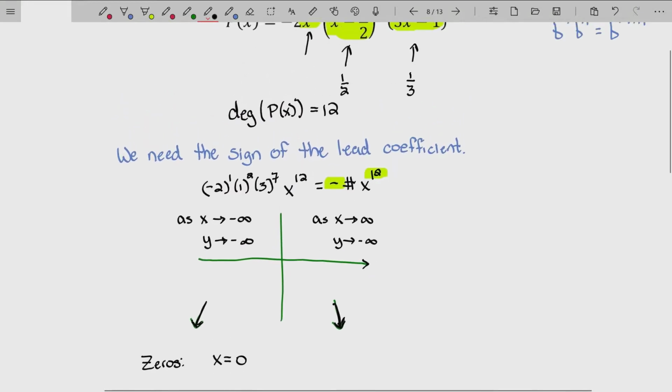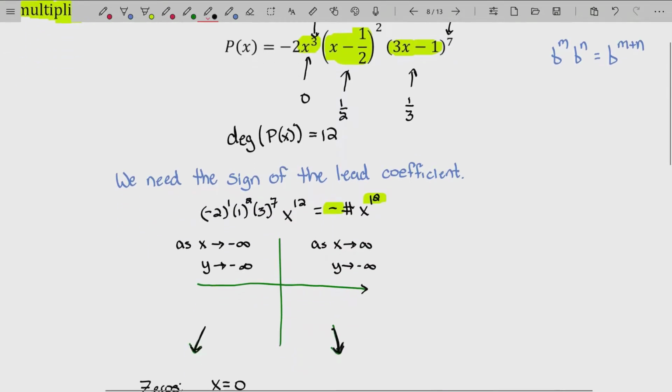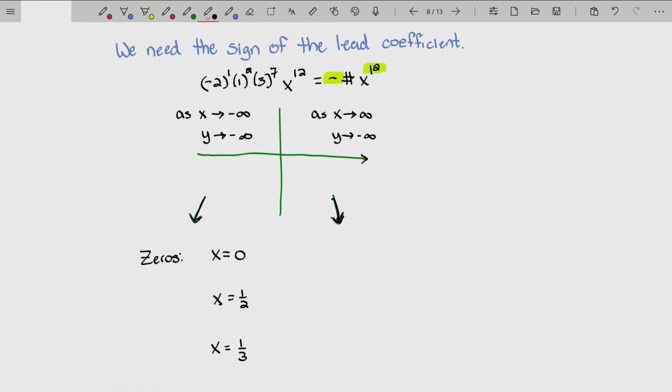Now let's take a look at the last question. Slowly going up, there we go. The last question is asking us, what is the multiplicity of those zeros? In other words, what's the power on those factors? And so for the 0 at x equals 0, the multiplicity is 3. For the 0 at x equals 1/2, the multiplicity is 2. And for the 0 at 1/3, the multiplicity is 7. So 3, 2, and 7, I'll write those down below here.